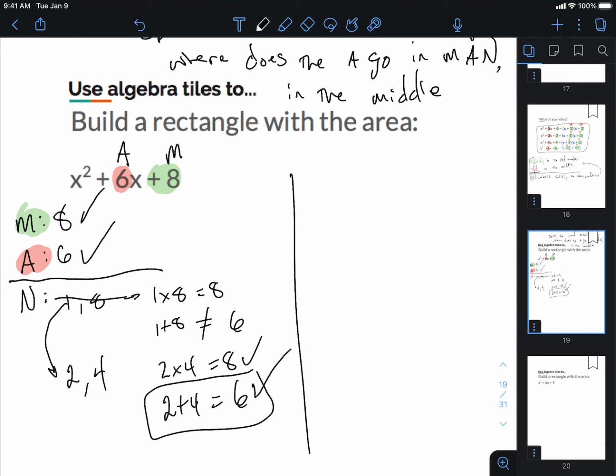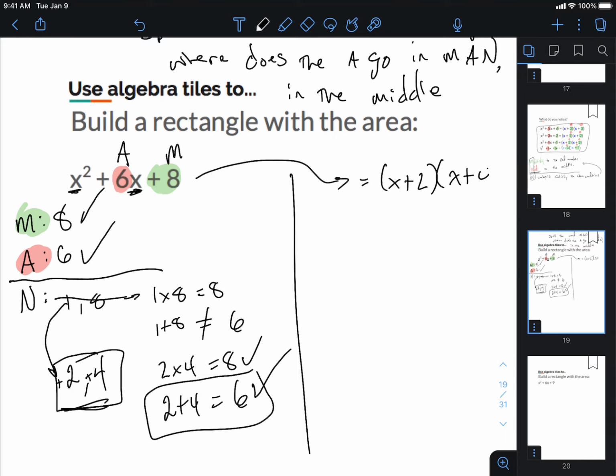All right, well, that must mean these are the two numbers that work. They're both positive. What do you do? You take whatever variable you're using and you write the variable in front of these two numbers. These are your lengths and widths. X plus 2, x plus 4. Let's take a minute and prove that to ourselves. Okay, we'll delete these.